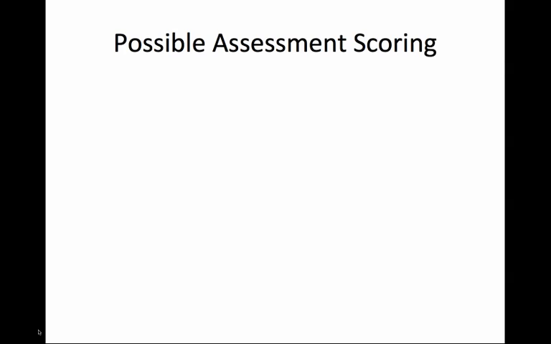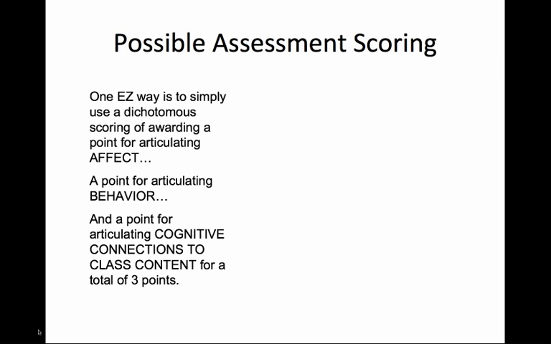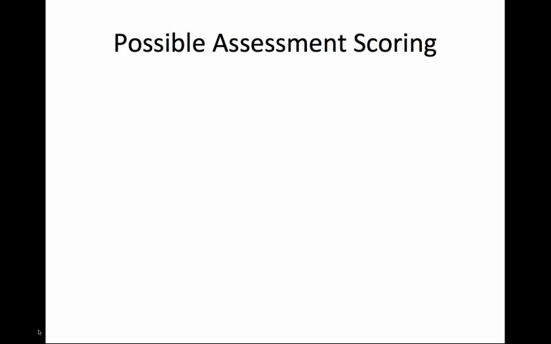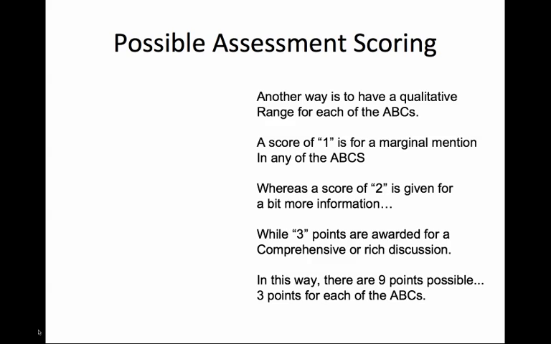Here are some possible ways to assess and score the ABCs. One easy way is to simply use a dichotomous scoring procedure of awarding a single point for articulating affect, a point for articulating behavior, and a point for articulating cognition, for a total of 3 points. Now, another way is to have a qualitative range for each of the ABCs, and a score of 1 is for a marginal mention in any of the ABCs, whereas a score of 2 is given for a little bit more information, while 3 points are awarded for a comprehensive or rich discussion. So in this way, there are 9 points possible, 3 points for each of the ABCs.